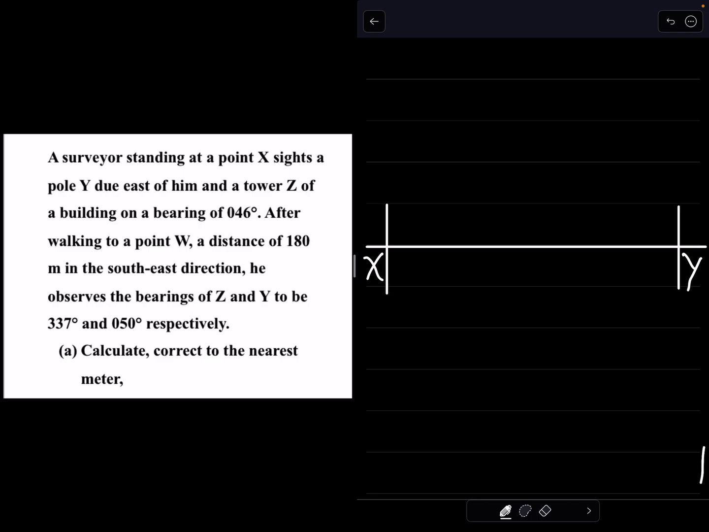Now, he sights a pole Y due east of him and a tower Z of a building on a bearing of 46 degrees. Let this be the tower Z of the building. It's on a bearing of 46 degrees. So this is Z, the tower Z.